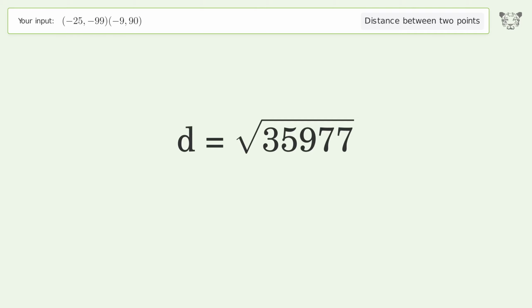And so the distance between the 2 points is the square root of 35,977, or 189.676.